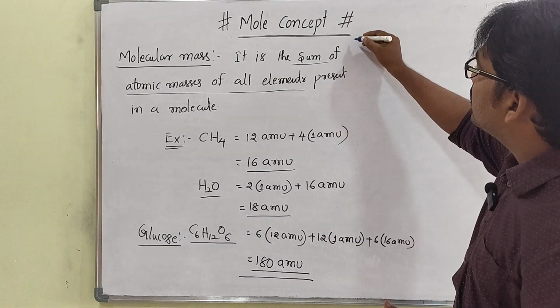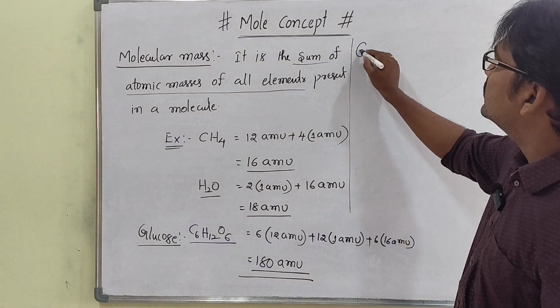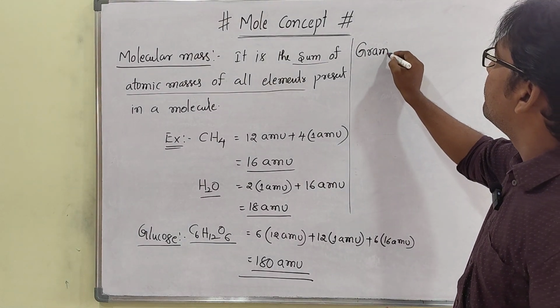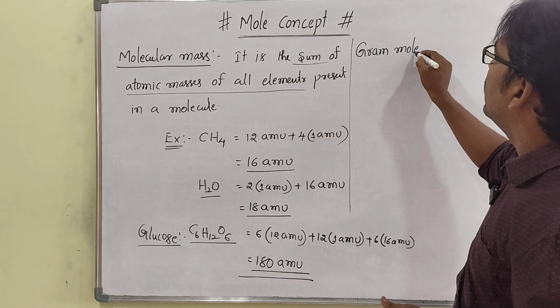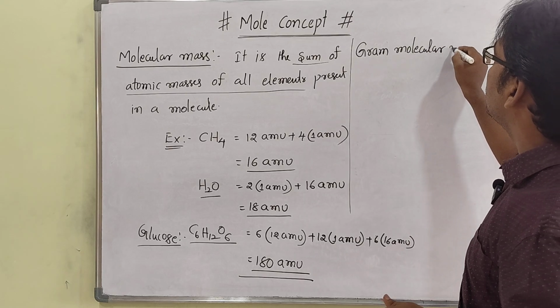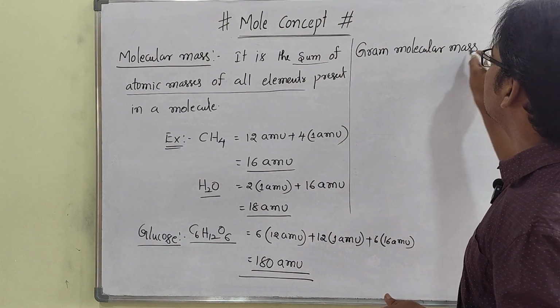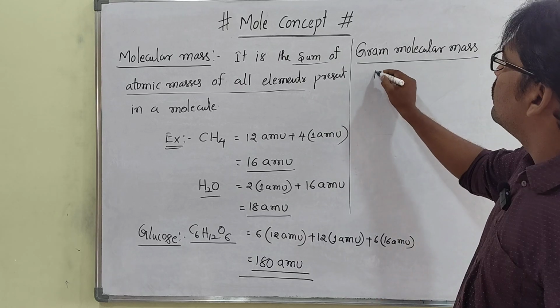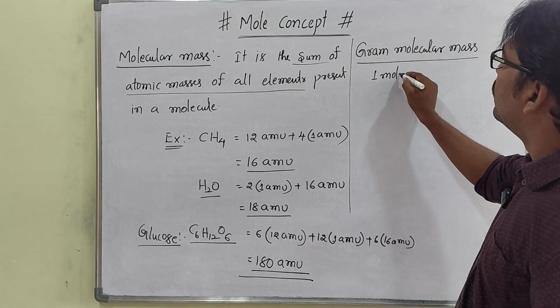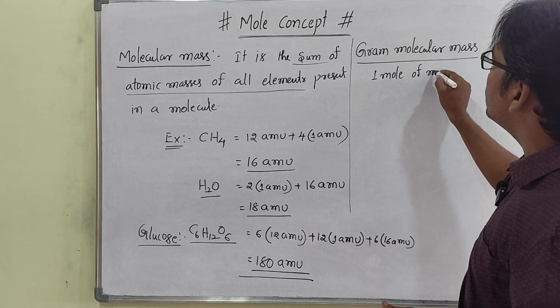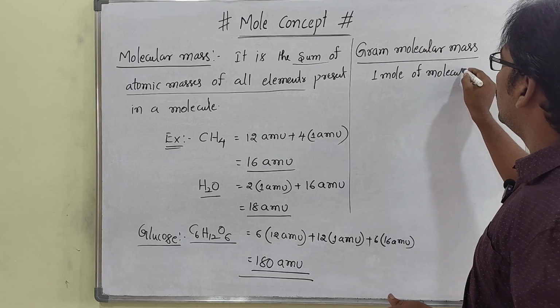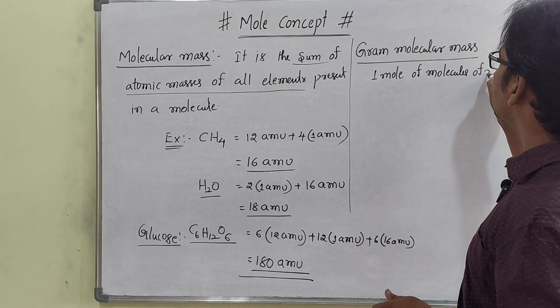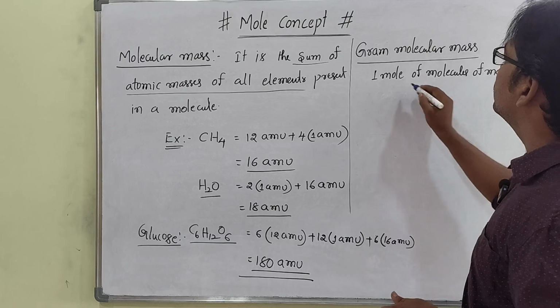Sir, gram molecular mass. Gram molecular mass means the mass of 1 mole of molecules. 1 mole is nothing but Avogadro number.